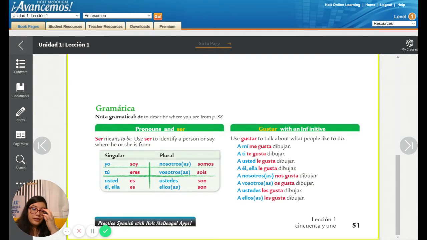So this is the first grammar you guys received. We had a chart, which I'm hoping you guys still remember. This is a super important chart because you're going to be using this not just for this chapter, but like the entire year, as you can probably tell if you remember.